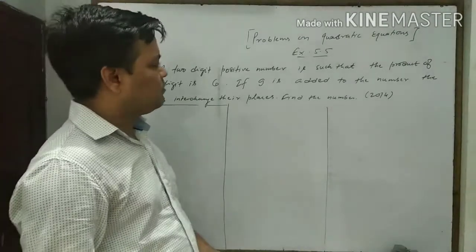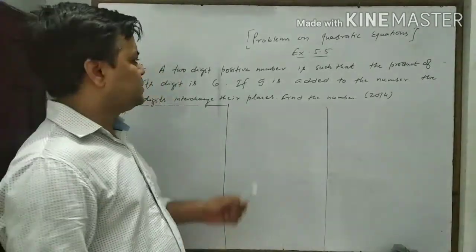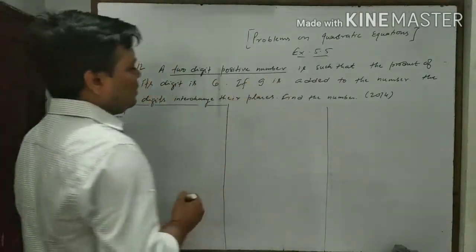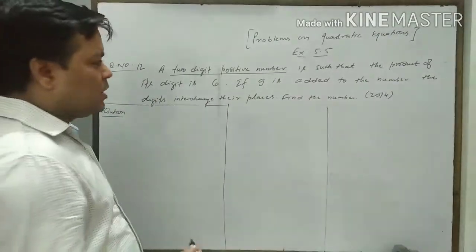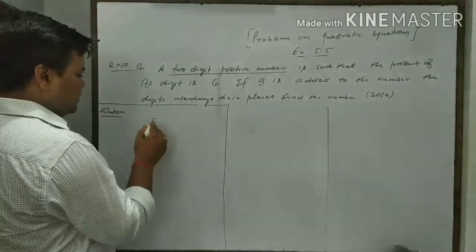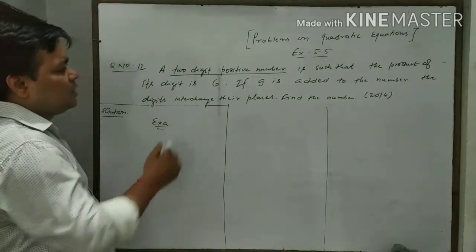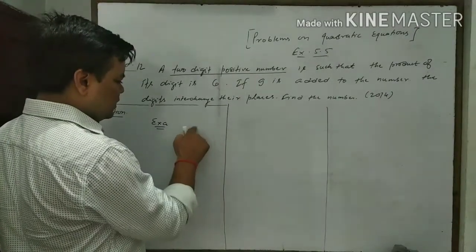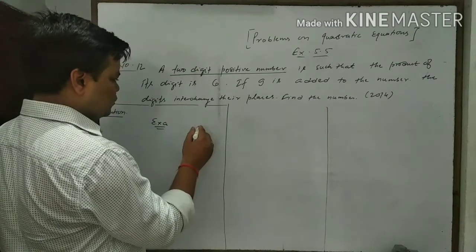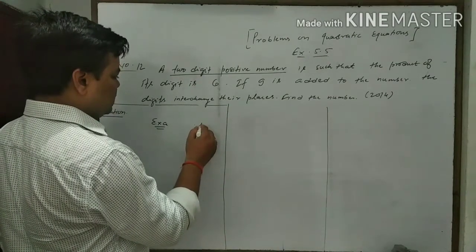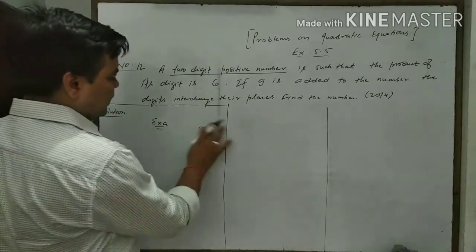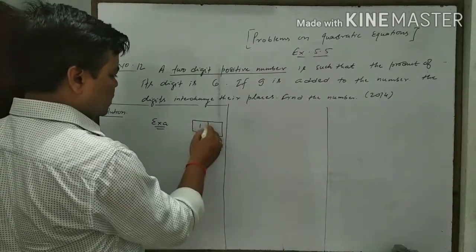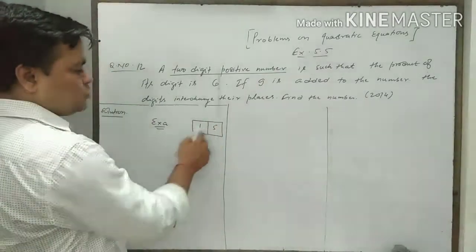In this case, first of all, we should understand the concept behind this question. A 2-digit positive number means what? We try to understand with an example, and after that example, we solve the question. A 2-digit positive number means, just like, let us see 46, or 50, or 15. Yes, 15. So here 15 is a 2-digit number.